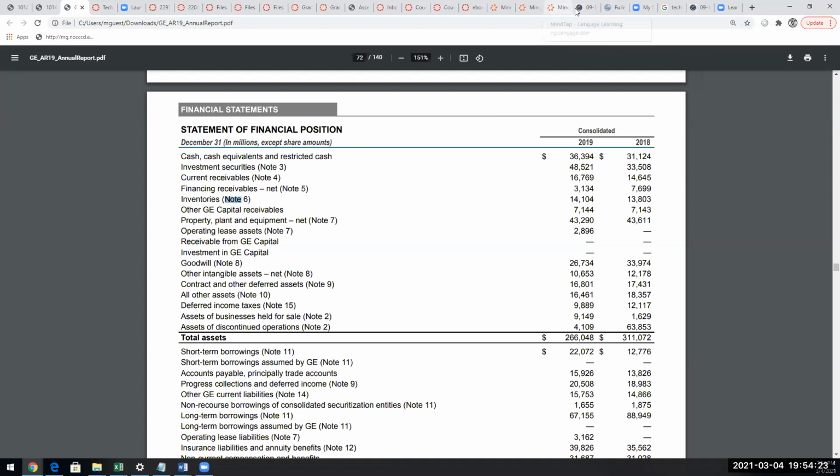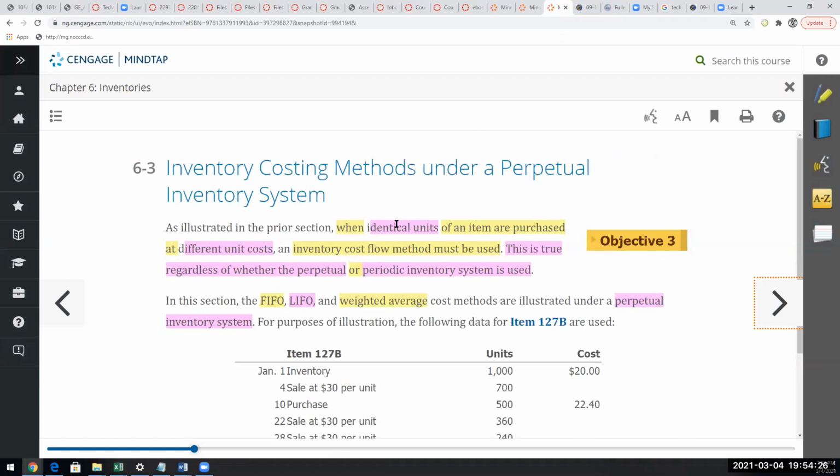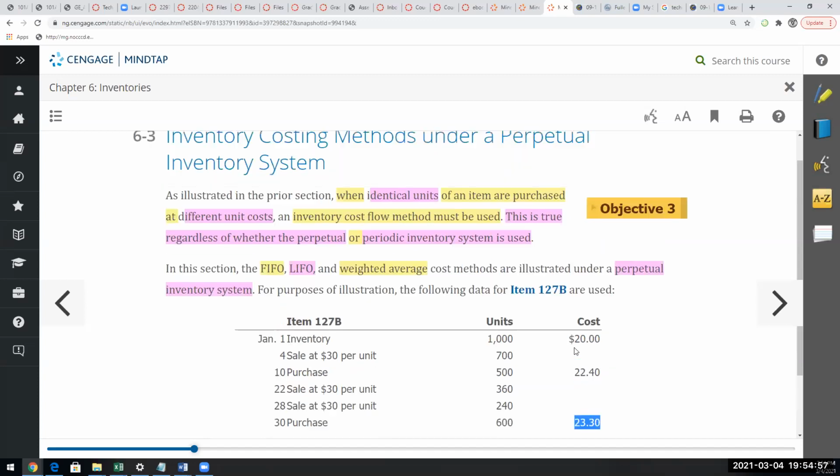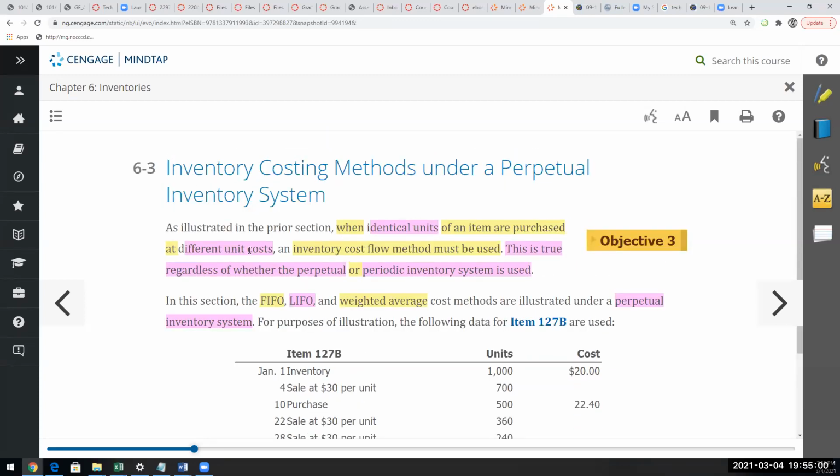So let's go back to our textbook here and say, look, we have identical units of an item that are purchased at different costs. So it's the same can of refried beans, the same can of tomato sauce, or the same banana. They're the same, but when you bought them, the price has changed. If you look down here in this little chart, we bought some for $20, some for $22.40, and some for $23. They're identical items, but that's going to impact our balance sheet and our income statement. So we have identical units purchased at different unit costs, so an inventory cost flow assumption must be used.